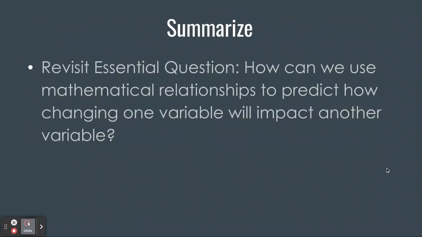So, in summary, to revisit the essential question, how can we use mathematical relationships to predict how changing one variable will impact another variable? I'd like for you to pause the video here and attempt that, or to write that conclusion, that summary. And then go back to this video because I want to give you an example of how to do the relationship practice problems. They're a little bit funky, and you'll definitely want to practice before you jump right into the mastery check.